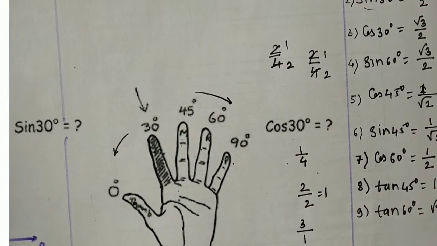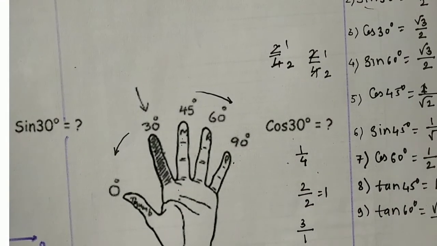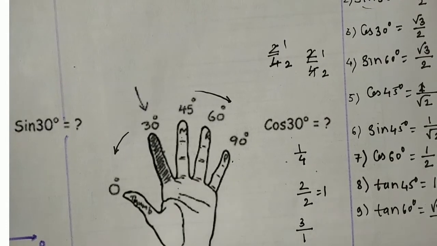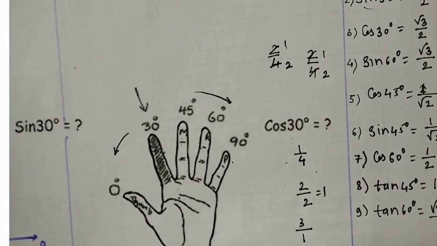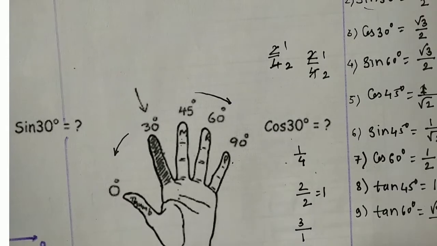Of 3, root 3. What is the square root of 1? 1. So tan 60 degree is root 3. Similarly, we can also calculate cot, suppose cot of 30 degree.